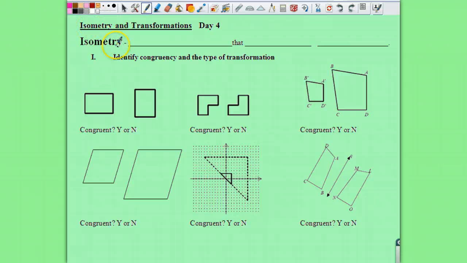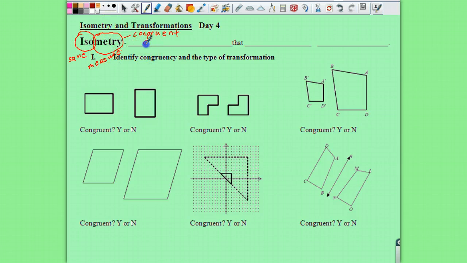Anyways, isometry. I don't know if you remember, but I like to talk about Latin some and how this one word gets broken up into two pieces. Iso means the same, and metry means measure. So isometry really means congruency. That's all isometry means. If two figures are congruent, they are isometries or isometric.